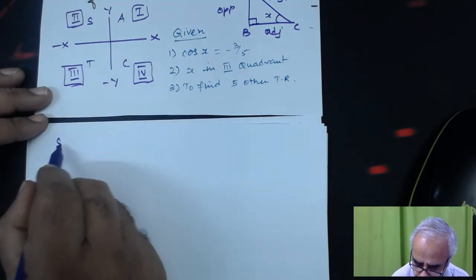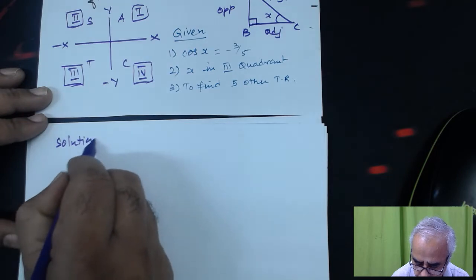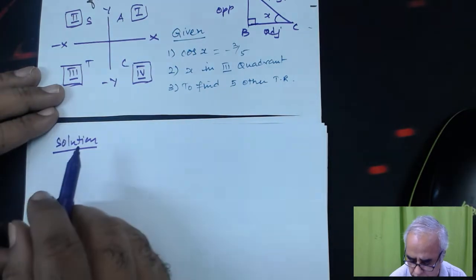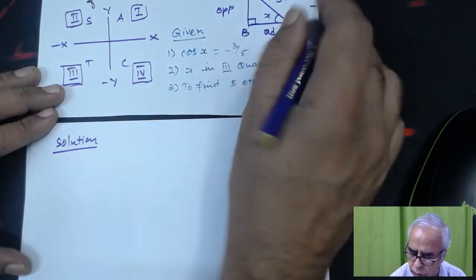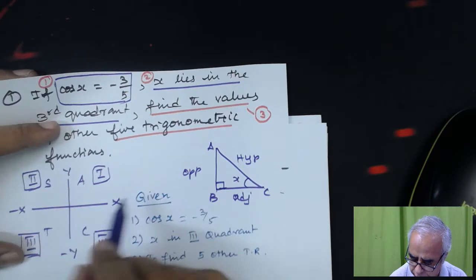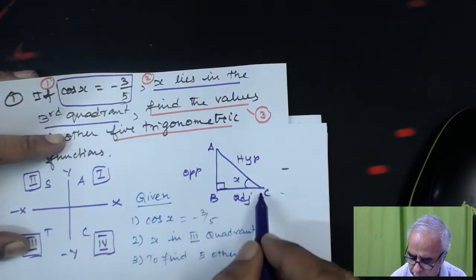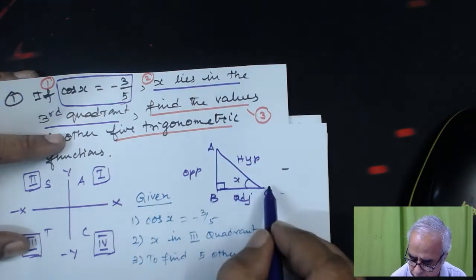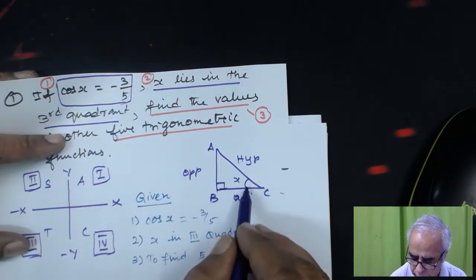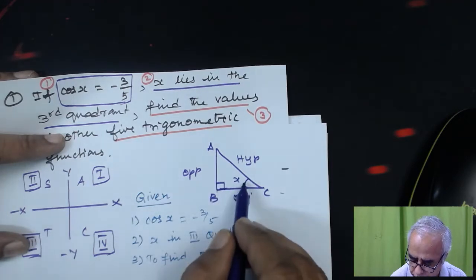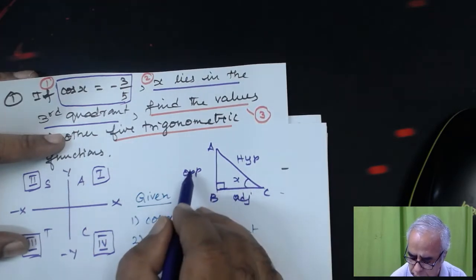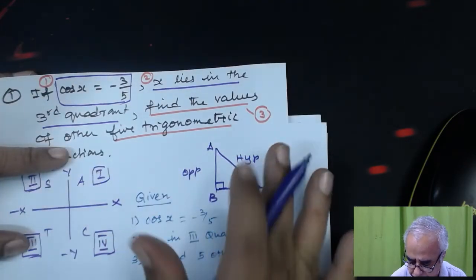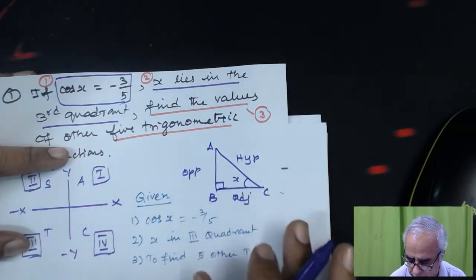Solution. And before proceeding to the solution, we should know the concept. In any right triangle, if B is the right angle, the opposite side is hypotenuse, and x is the angle considered here. So the side opposite to the angle x is the opposite side, and the other one is the adjacent side. So we have established clearly all these trigonometric parameters.